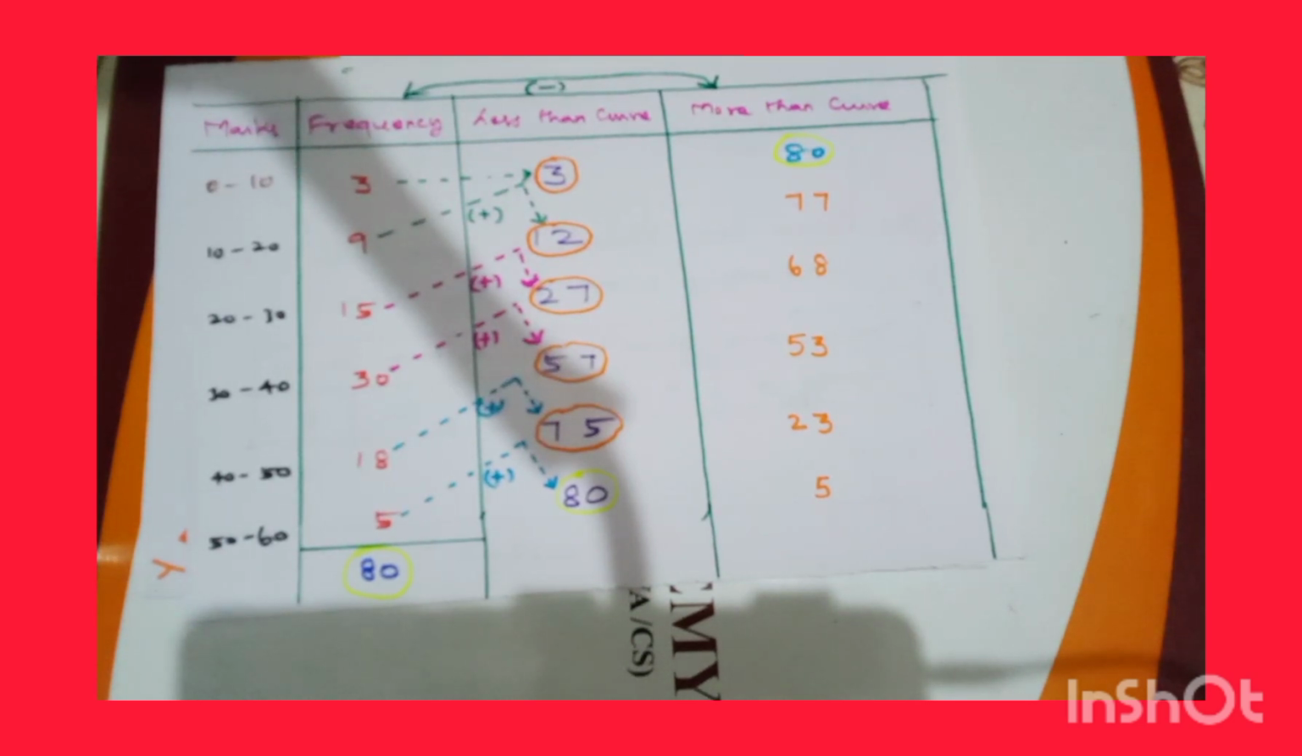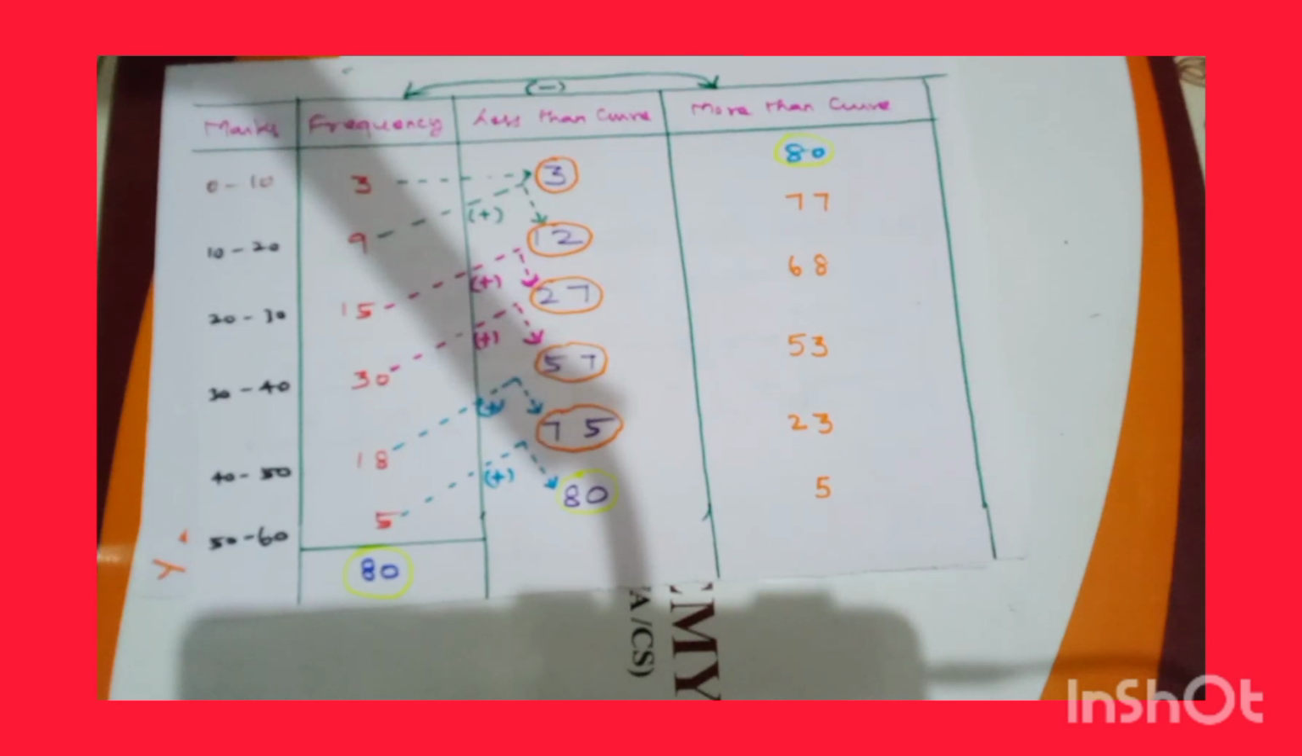Now come to the required curves, less than and then more than curve. For the less than curve, we have to calculate the cumulative frequency. So the less than curve is nothing but the cumulative frequency. Write the first frequency as it is, that is 3, no change. Take the second frequency, that is 9, add with 3, so it becomes 12. 15 add with 12, 27. 30 add with 27, 57. 18 add with 57, it will be 75. 5 add with 75, it is 80.